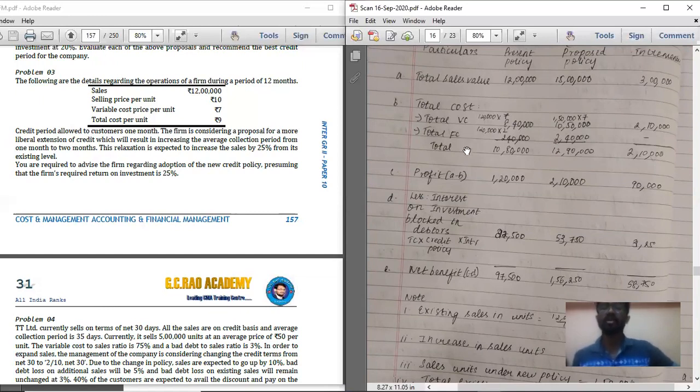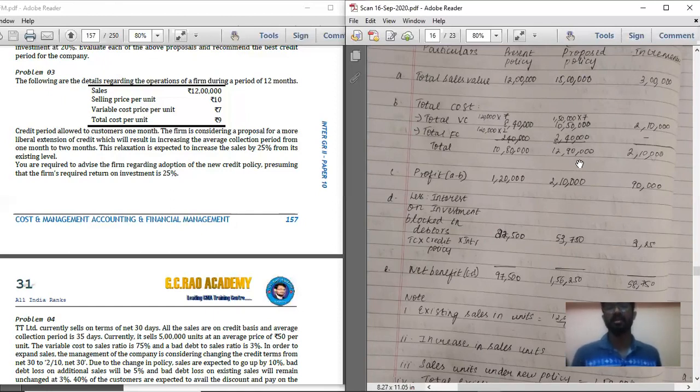So now the total cost: total variable cost plus total fixed cost. Below that, put total. In present policy, 8,40,000 plus 2,40,000, total 10,80,000. And proposed policy, 10,50,000 plus 2,40,000. That is 12,90,000.